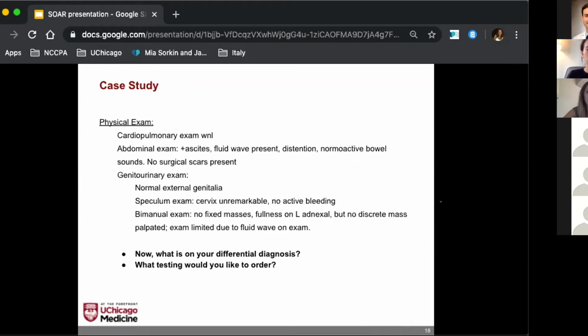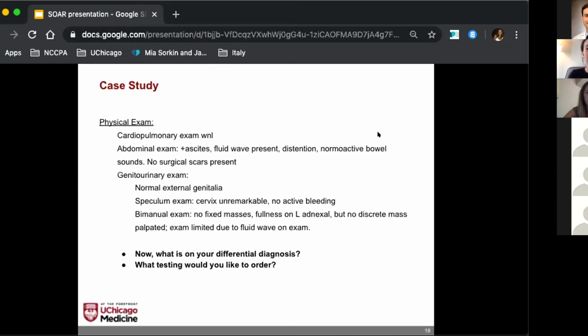Because she's a lady and she's having some pelvic pain, you astutely decide to do a pelvic exam. Her external genitalia looks normal. You do a speculum exam. Everything looks okay, no bleeding. On bimanual exam, which is when you insert 2 fingers into the vagina and feel the pelvic organs, you notice that there is some fullness on the left side, but nothing discrete that you could feel. But everything's kind of limited because she's got all this fluid in her belly.